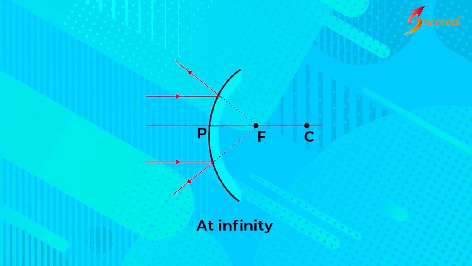When the object is placed at infinity, we see that the incident rays are parallel to the principal axis. Upon reflecting, they seem to pass through the focal point. Extending these lines, they meet at the focal point, and it is where the image is formed. It is virtual, erect, and highly diminished. Since focus is placed behind the mirror, the image is formed behind the mirror.